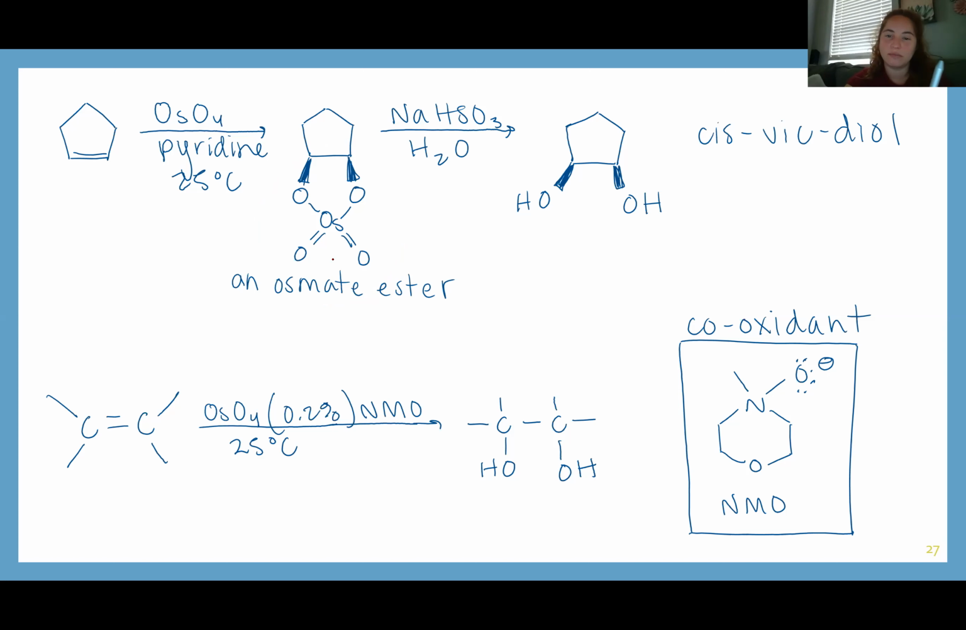Osmium is not really something that you want to use a lot of. It can be toxic. You don't want it going into your chemical waste and then leaching into groundwater or anything like that. So there is a process created where you can use a catalytic amount of osmium tetroxide in the presence of a co-oxidant to accomplish the exact same chemistry.